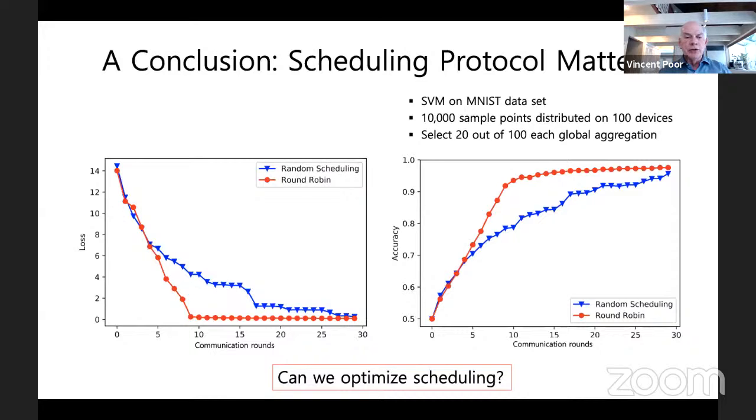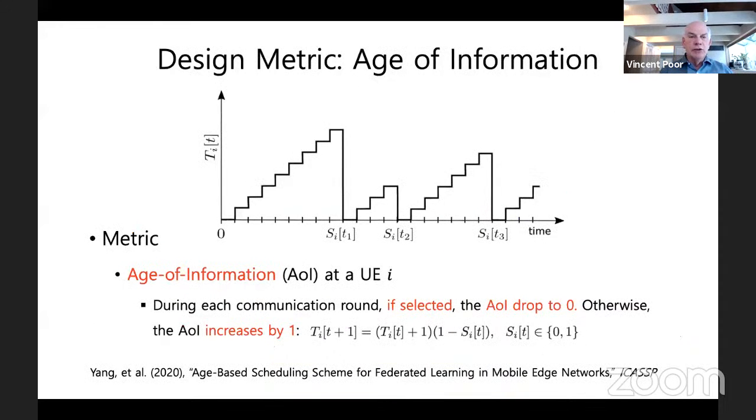So we might ask the question whether we can optimize scheduling, and the answer is yes. You never ask a question in a talk unless you have the answer. And one way to do that is to introduce a design metric on age, so-called age of information, which many of you may know has been widely studied as a way of assessing the performance of IoT networks and other sensor networks.